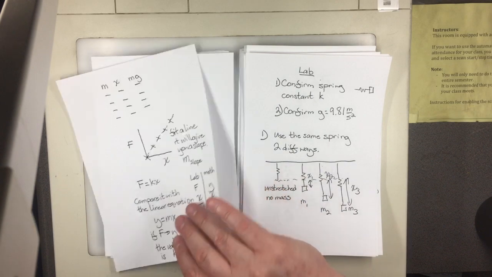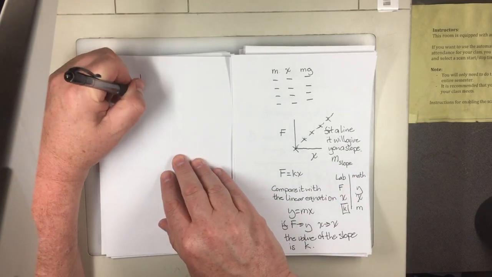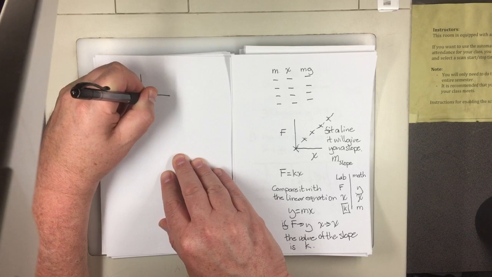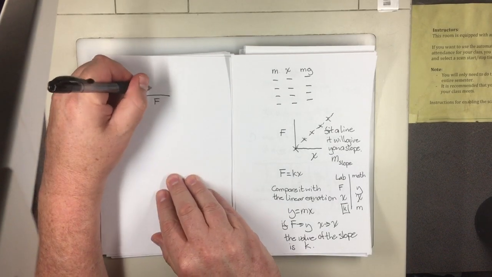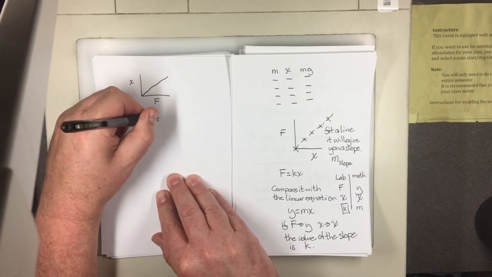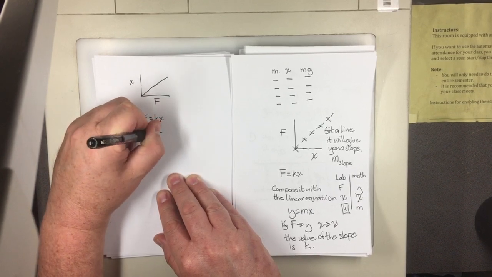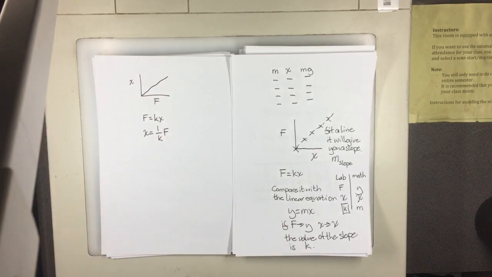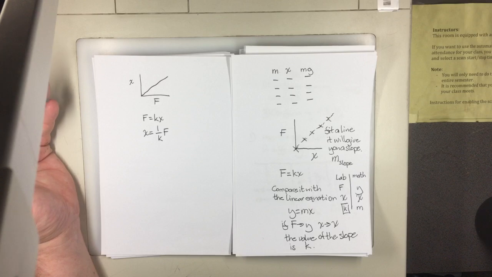Now, another way that they could do this, I forget which way they do it. Some of them have this plotted X and F. If they do this, you still fit that line, but F equals KX, and what I do is I change it and I say X is 1 over K F. It depends on how they want it. Some of them want X on the vertical, some want X on the horizontal. I don't particularly mind either way.